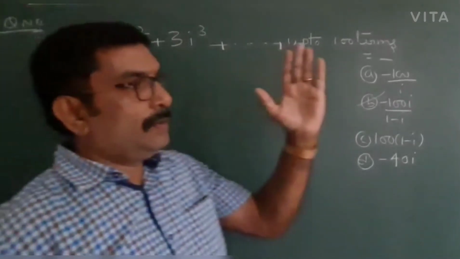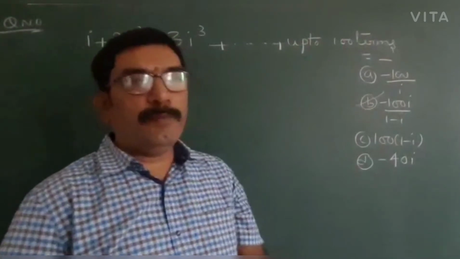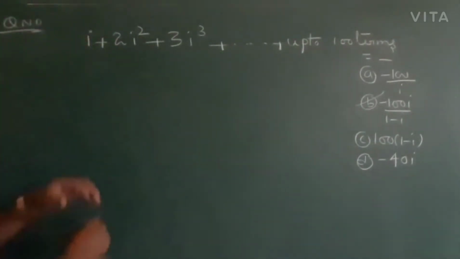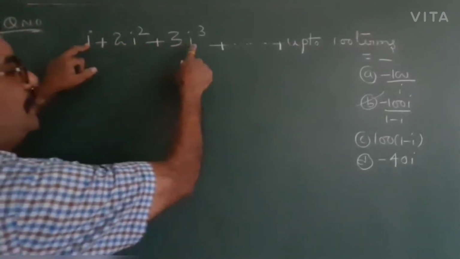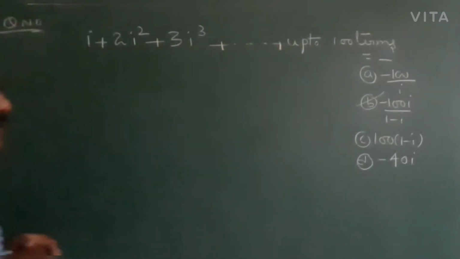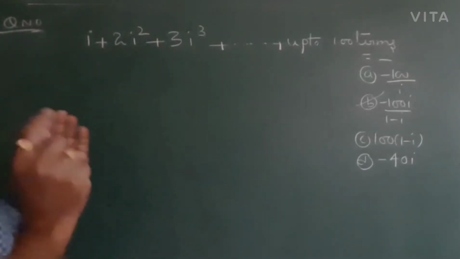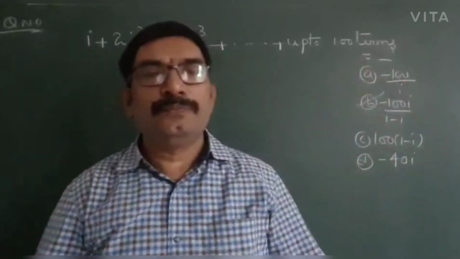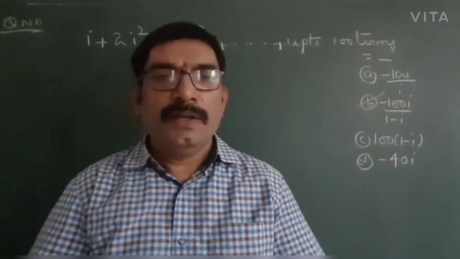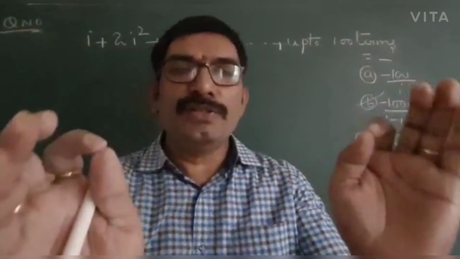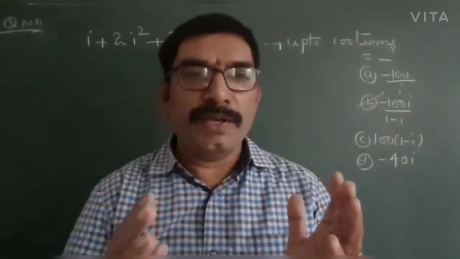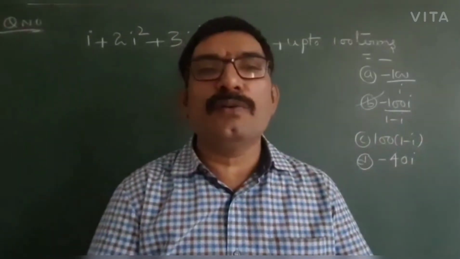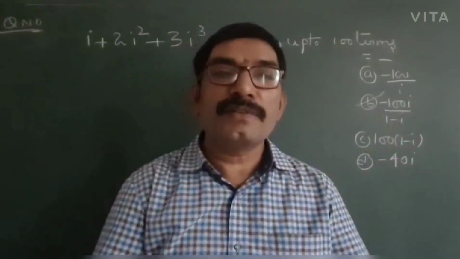Yes, this problem represents an example on iota, that is i plus 2i square plus 3i cube up to 100 terms is equal to dash. If you observe this problem, the terms of the series are neither in AP nor in GP. In that case, better go with the method of difference, as we come across in sequences and series.